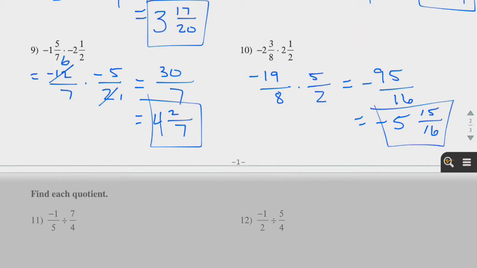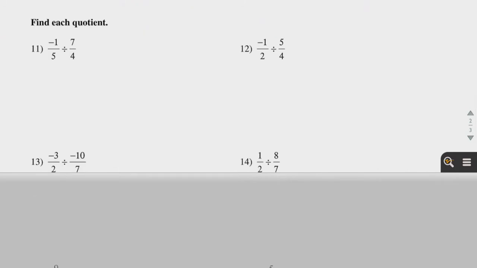Okay, number 11. Find each quotient. Now everything is the same. All you have to do is reciprocate the 7/4 in this example. Just flip it and put a multiplication sign. So we end up getting negative 1/5 times, now we change the division to multiplication, and then you've got to flip the 7/4 or get the reciprocal of it. So we can multiply straight across because we can't reduce. Negative 1 times 4 is negative 4 over 5 times 7 gives us 35, and that's our final answer.